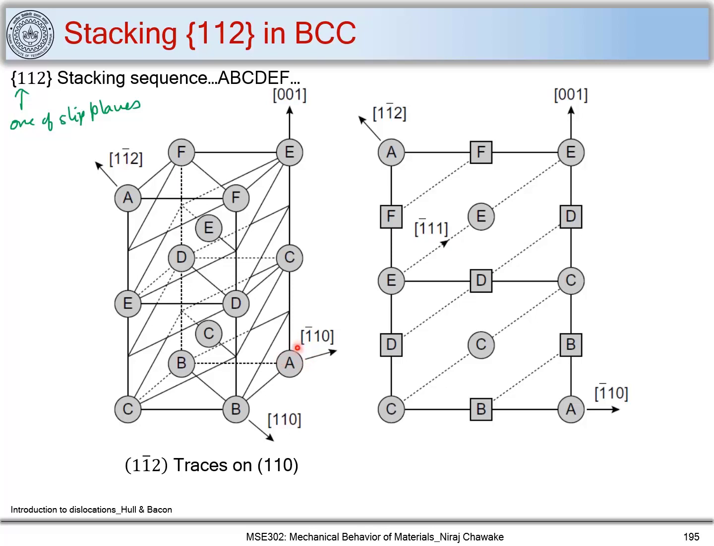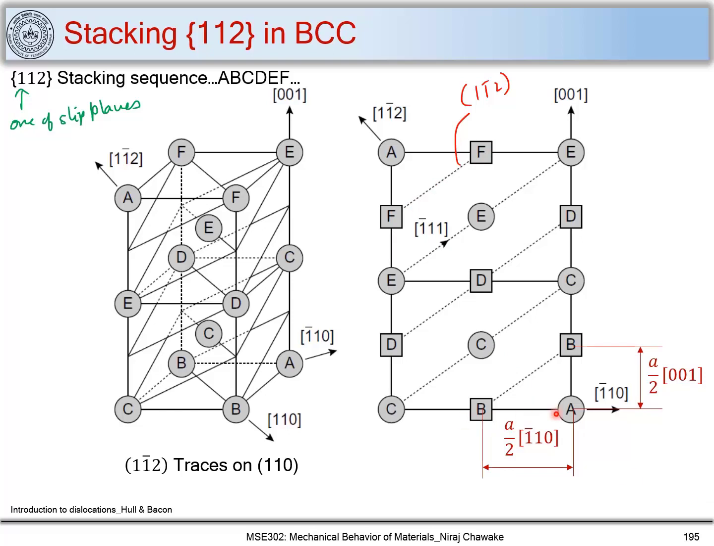So you have this bar 110 direction which is marked here, you have the 001 direction which is marked here, and you have the 1 bar 12 direction which is marked here. Now this direction is perpendicular to this plane. So what are these planes? These all will be 1 bar 1 2 planes, because this is a cubic system. So if I know the direction, I can find out what the plane is, because this direction will be perpendicular to these planes.